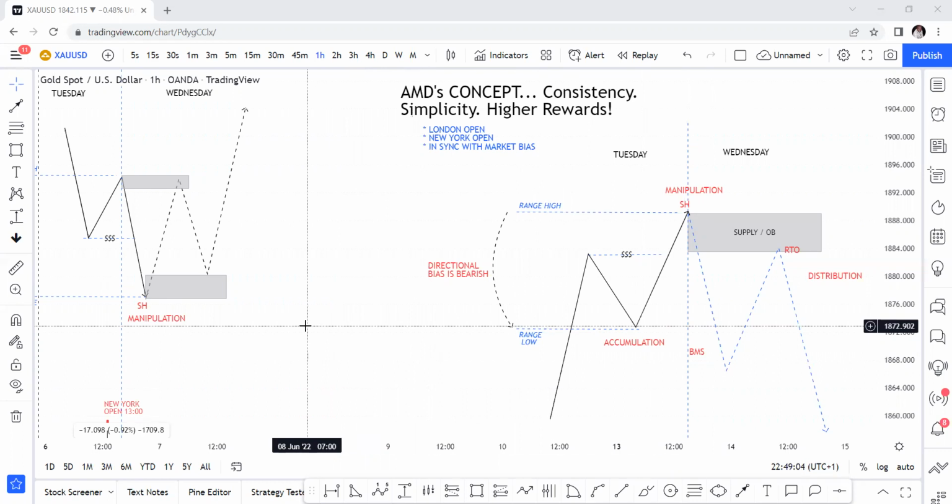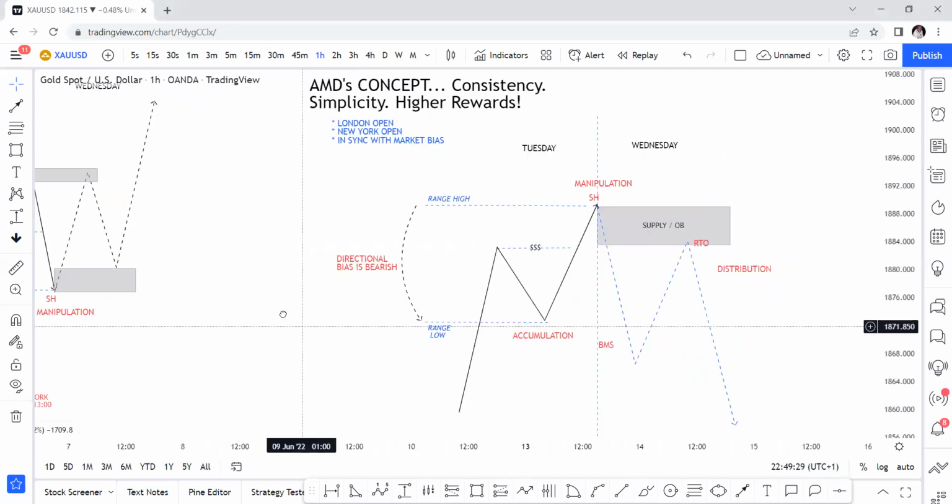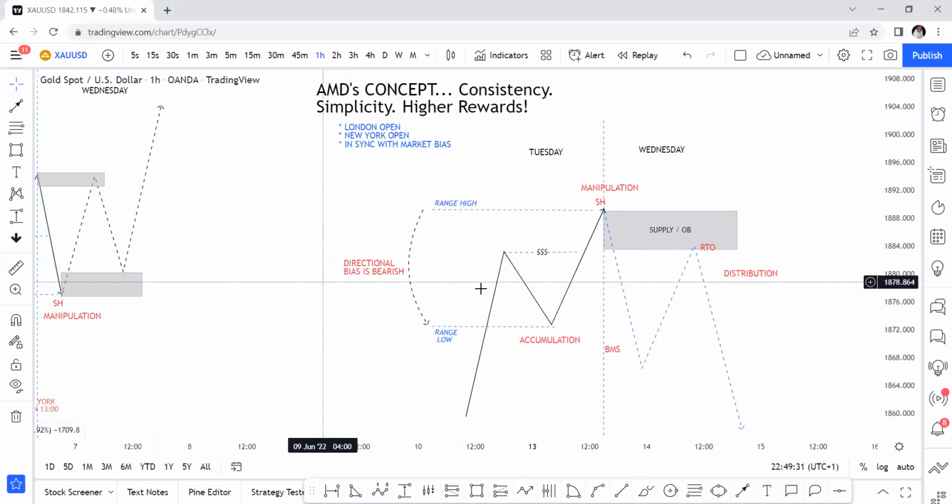If we have an overextended rally or decline on Tuesday, that means Wednesday is possibly going to be the retest of it. If we have a Tuesday and Monday as a range, that means Wednesday is likely going to be the main reversal. This is the stop hunt. You can find a pattern like this.